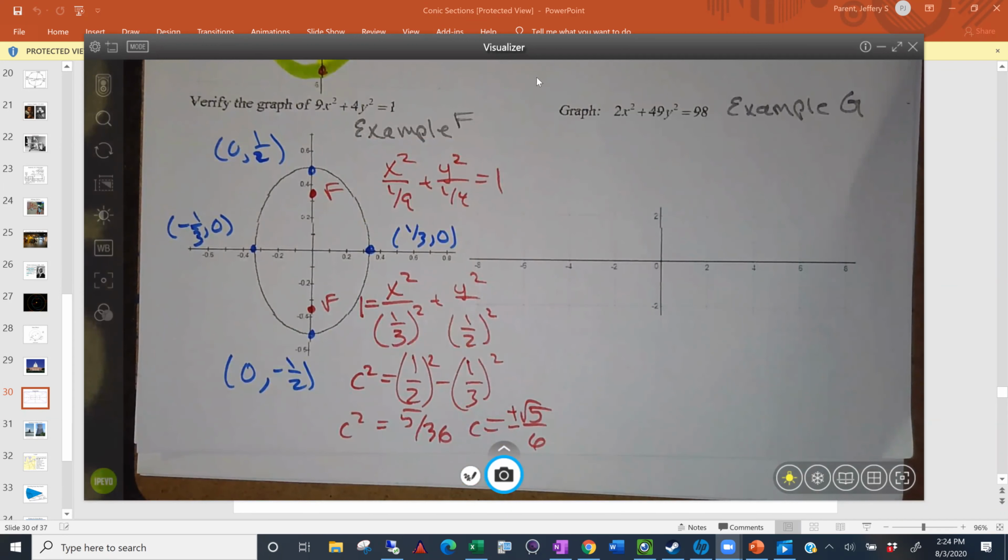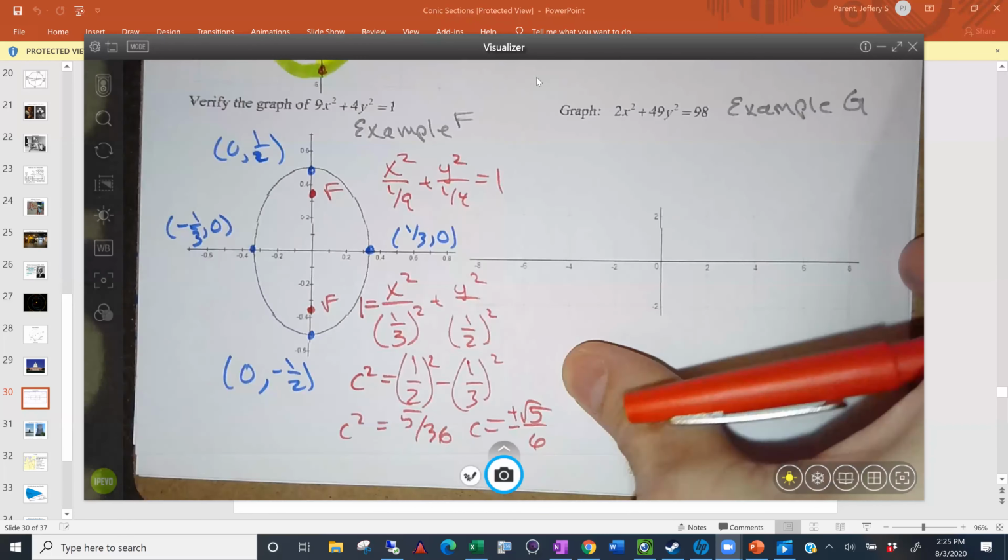How are we doing with ellipses here? Doing okay? Yeah. Okay, thank you.